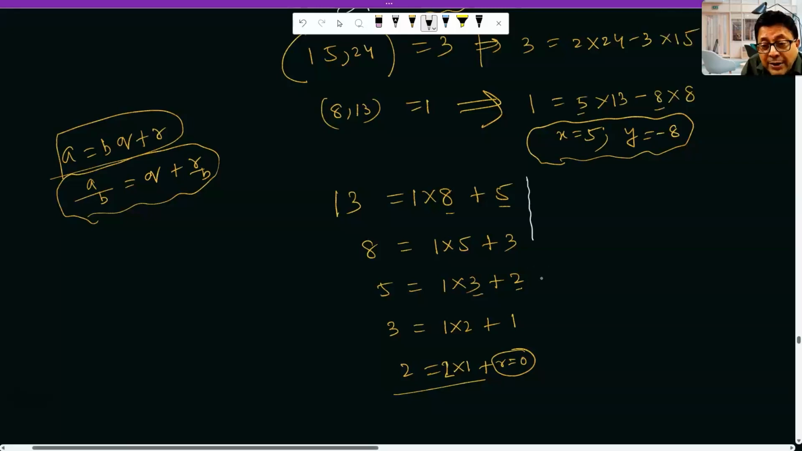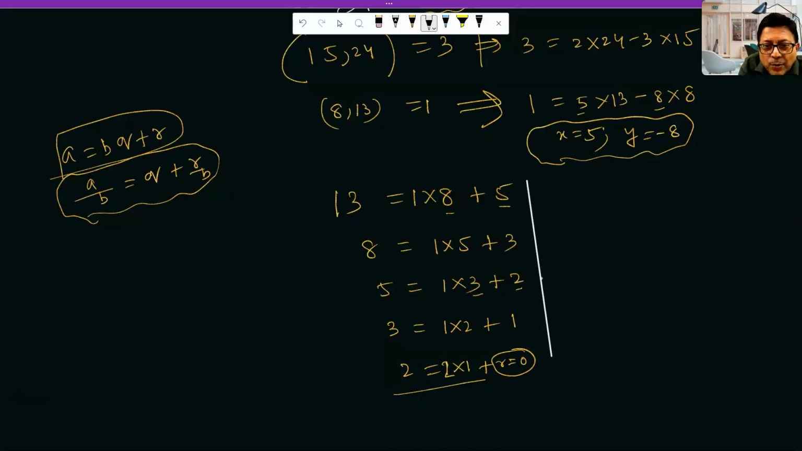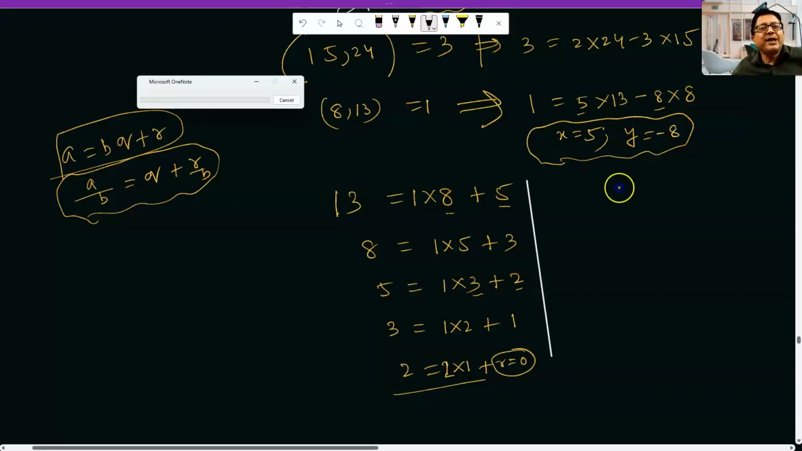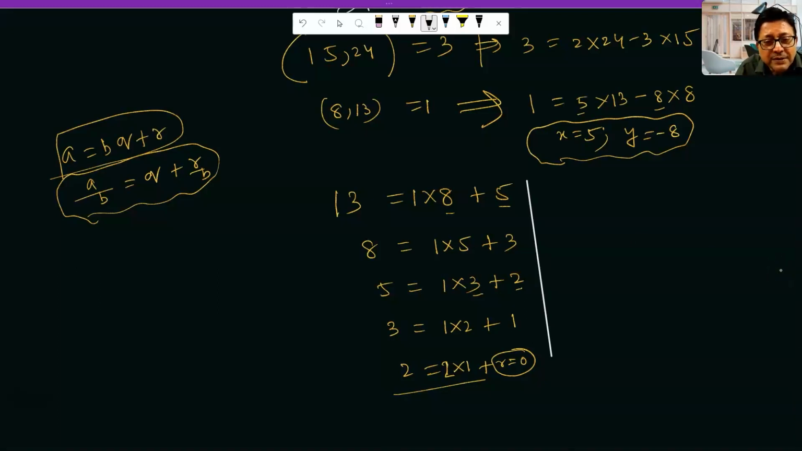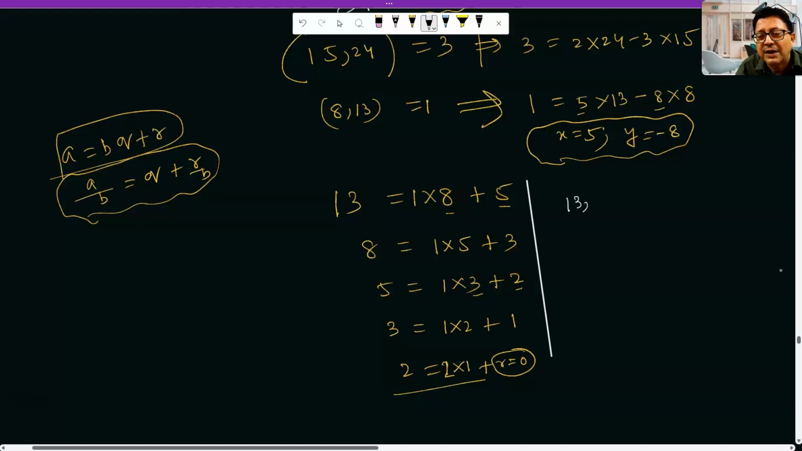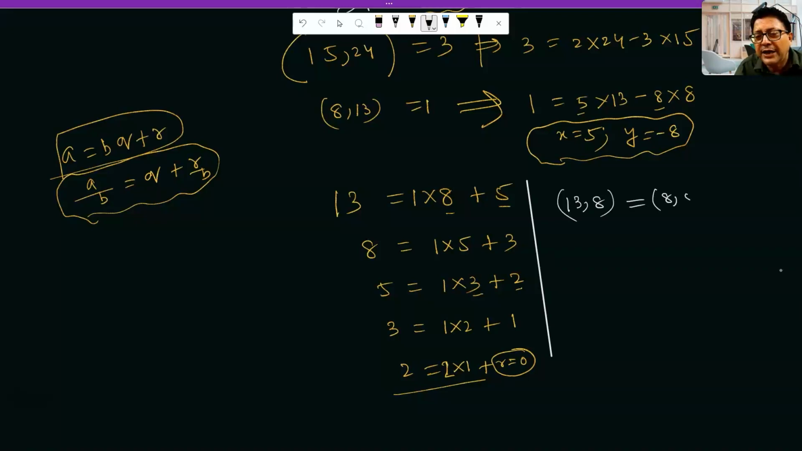Now I want to state this using the symbol (A, B). (A, B) stands for what? The GCD between A and B. So here, the GCD between 13 and 8, (13, 8), reduces to (8, 5). This is reduced to GCD of (5, 3). This is reduced to GCD of (3, 2). Am I correct? You all have understood?